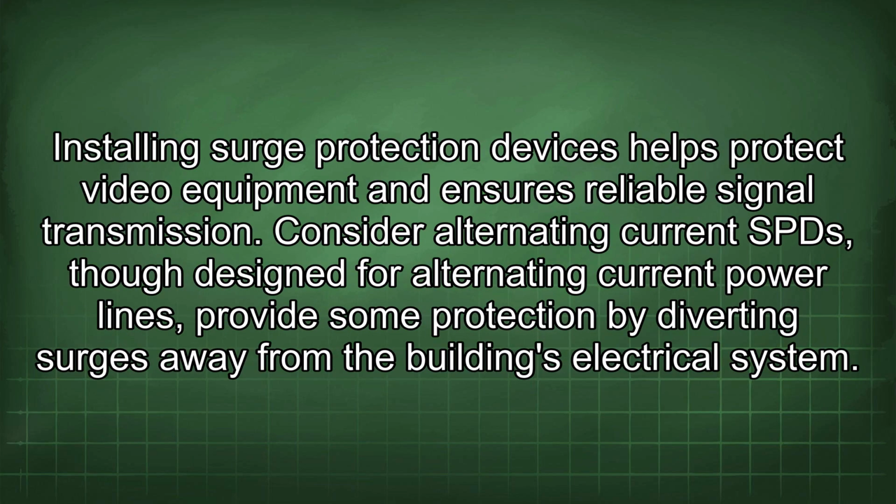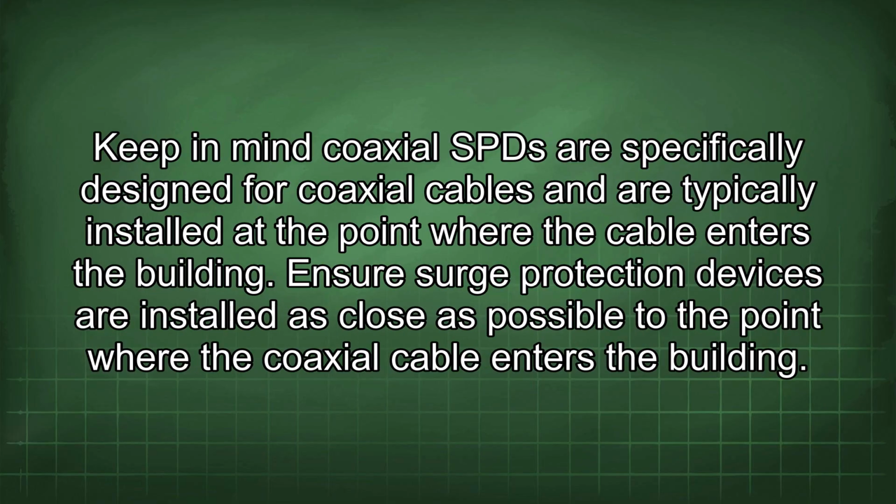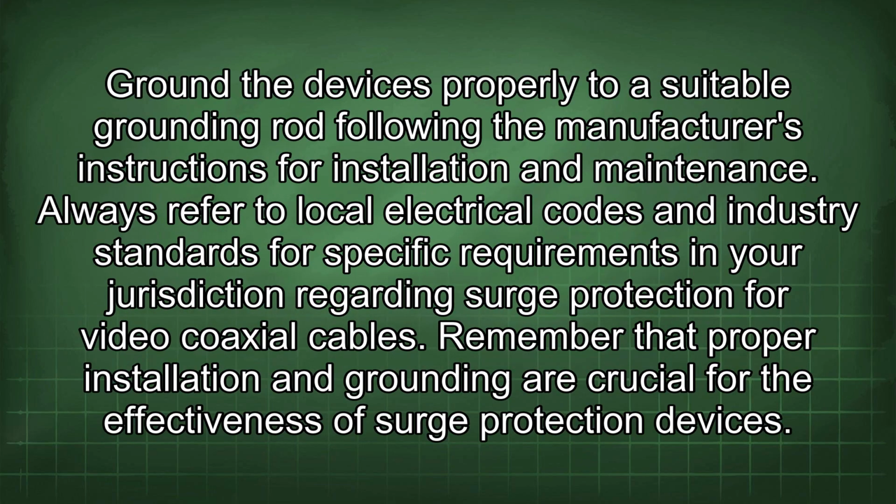Installing surge protection devices helps protect video equipment and ensures reliable signal transmission. Consider alternating current SPDs, which, though designed for alternating current power lines, provide some protection by diverting surges away from the building's electrical system. Keep in mind coaxial SPDs are specifically designed for coaxial cables and are typically installed at the point where the cable enters the building. Ensure surge protection devices are installed as close as possible to the point where the coaxial cable enters the building. Ground the devices properly to a suitable grounding rod following the manufacturer's instructions for installation and maintenance.